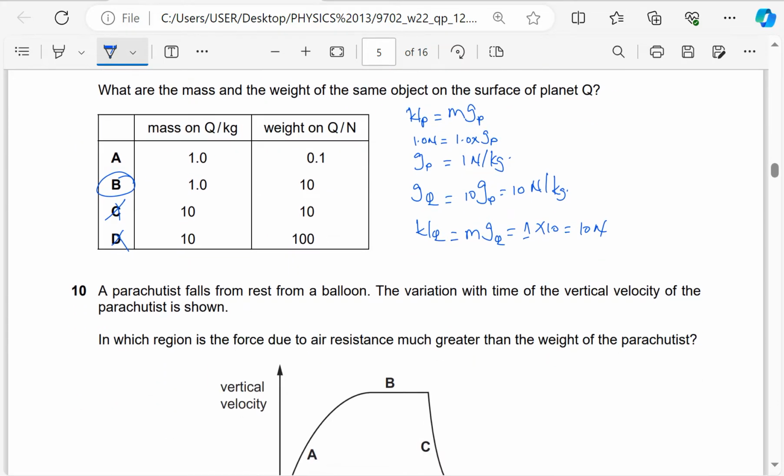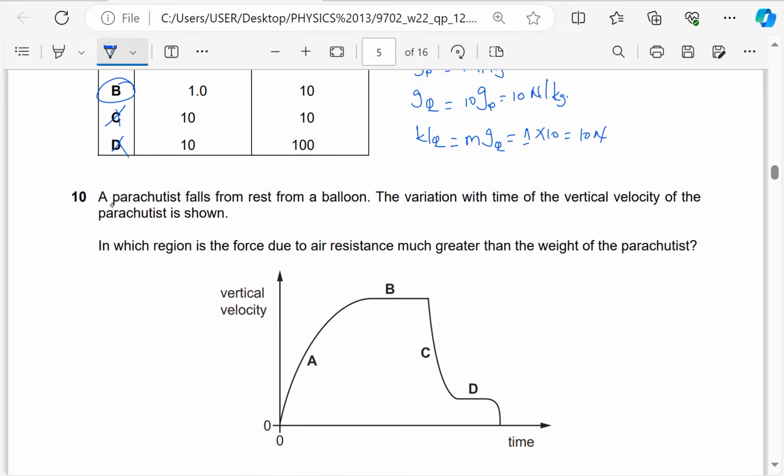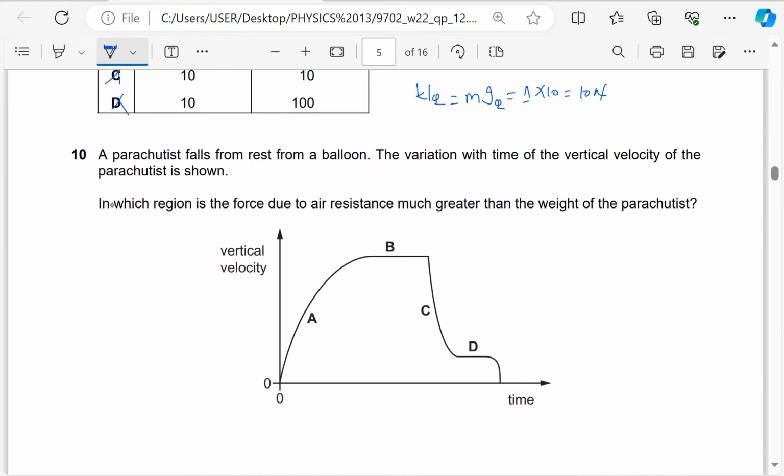A parachutist falls from rest from a balloon. The variation with the time of the vertical velocity of the parachutist is shown. In which region is the force due to air resistance much greater than the weight of the parachutist? If the force due to air resistance is greater, then the parachutist decelerates very rapidly. So here, the speed is still increasing. So that means the force due to air resistance is less than the weight. Here, they are balanced. The force due to air resistance is the same as the weight.